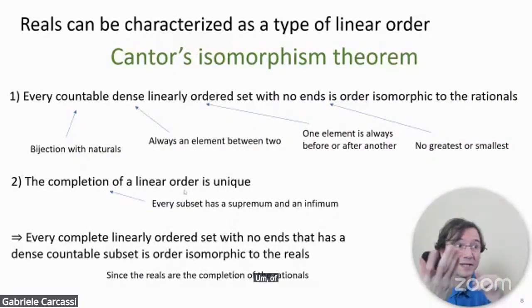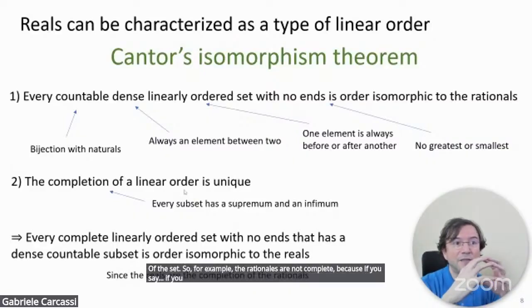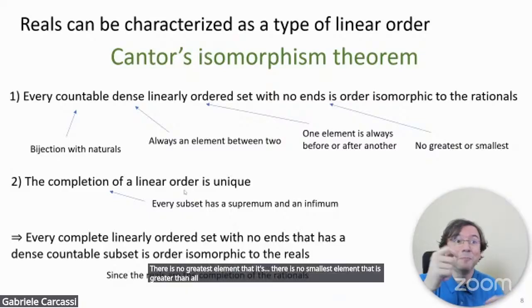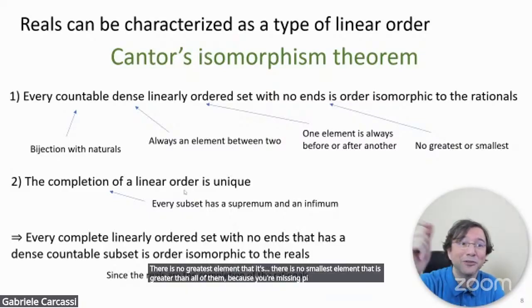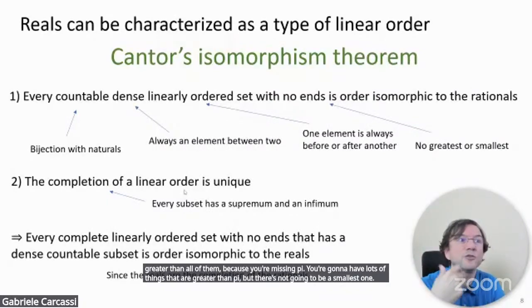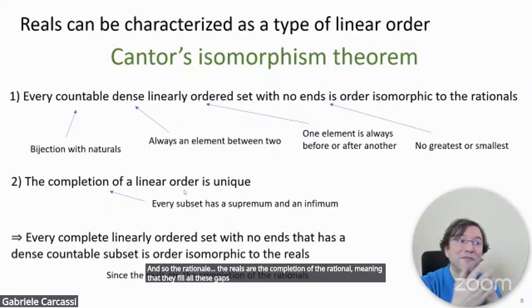the set. So for example, the rationals are not complete, because if you take the set of all the elements that are less than pi, right, there is no greatest element, there is no smallest element that is greater than all of them, because you're missing pi. You're going to have lots of things that are greater than pi, but there is not going to be a smallest one. And so the reals are the completion of the rationals, meaning that they fill all these gaps, so that you always have the supremum and the infimum.